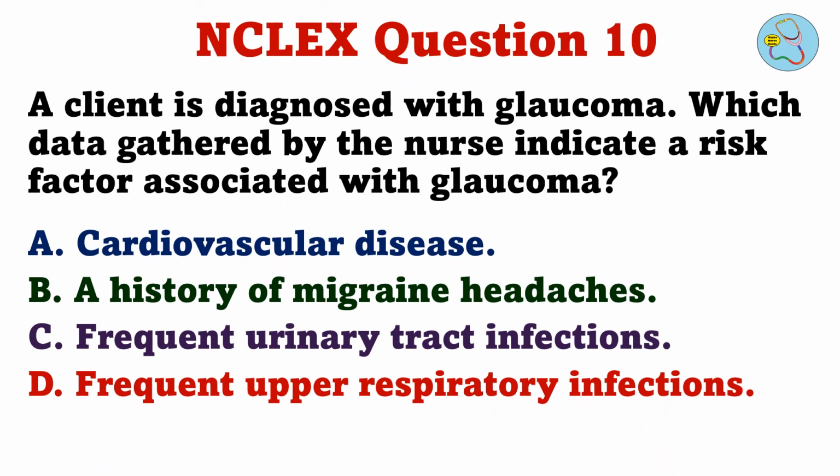Question 10. A client is diagnosed with glaucoma. Which data gathered by the nurse indicate a risk factor associated with glaucoma? A. Cardiovascular disease. B. A history of migraine headaches. C. Frequent urinary tract infections. D. Frequent upper respiratory infections.